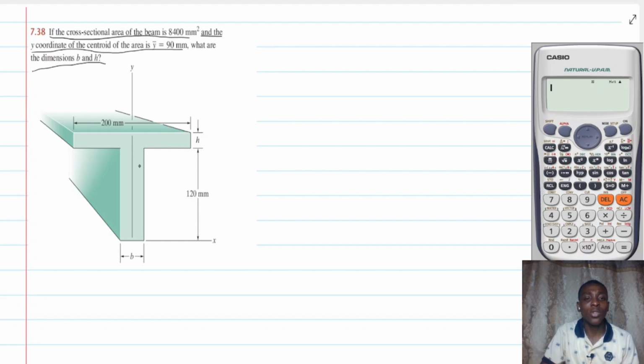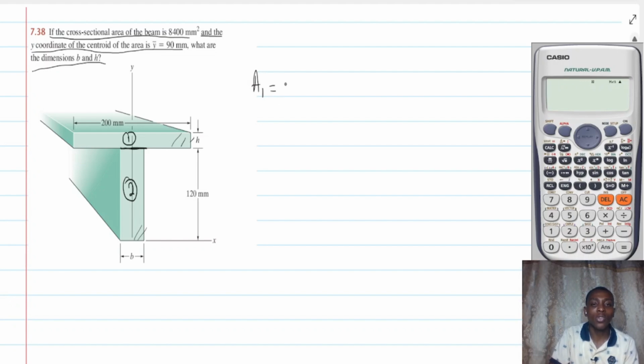The first thing to do is to divide our cross-sectional area into regular shapes. You can clearly see that our cross-sectional area consists of some rectangles. So let's divide these rectangles into two parts. I can draw a line here, and if I draw a line over there, let's say this is area 1, and all over here, let's call it area 2.